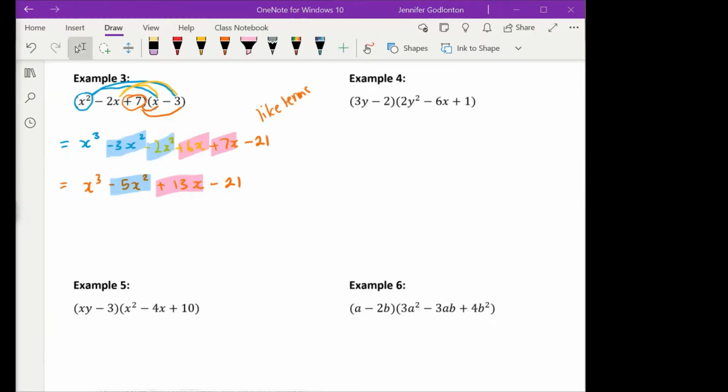Yes, absolutely. Do example 4. And if you finished example 4, you work on example 5 and then example 6. So go at your own speed here. Not everyone will get through all of them, and that's okay. Some people might get through all of them.